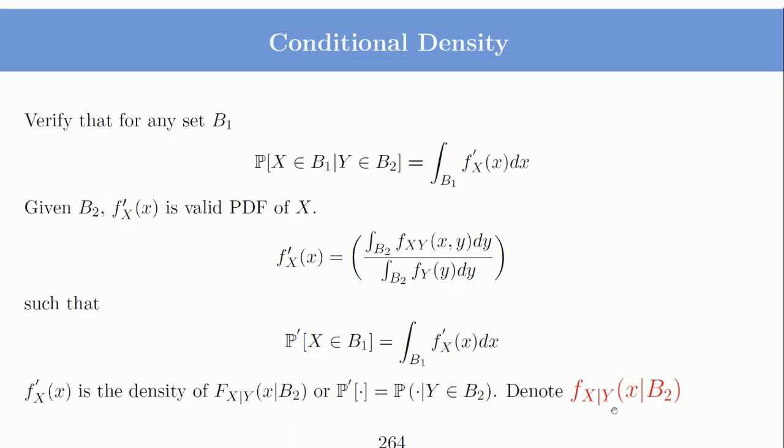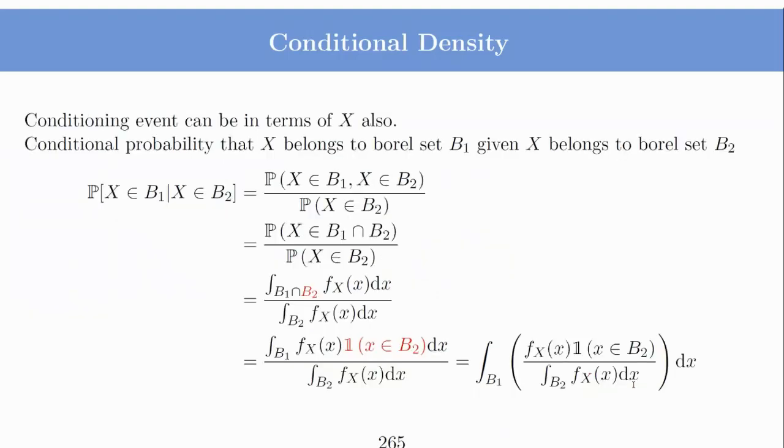Okay, we denote this in the following way. It is the conditional PDF of X given Y, and here we say Y belongs to B2. So they are one-to-one corresponding. This means X takes value x and Y is in B2. So I'm conditioning that Y belongs to B2 and computing the density of this random variable X at x.